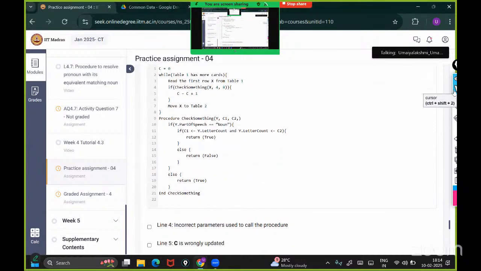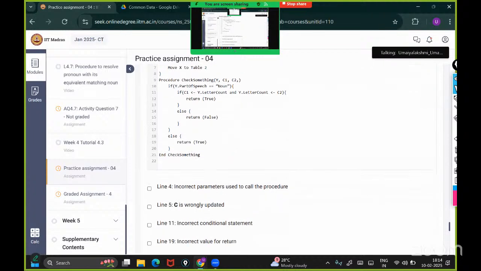Line 5, C is wrongly updated. Is the updation correct? Is this how we'll update it? Yes, ma'am, it is correct. So line number 5 is also not wrong.